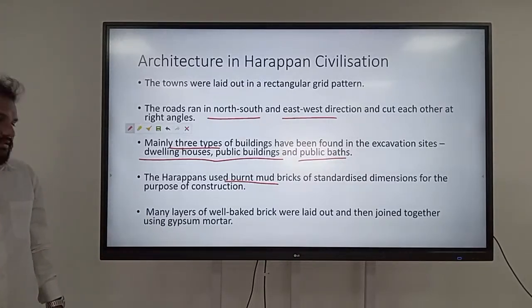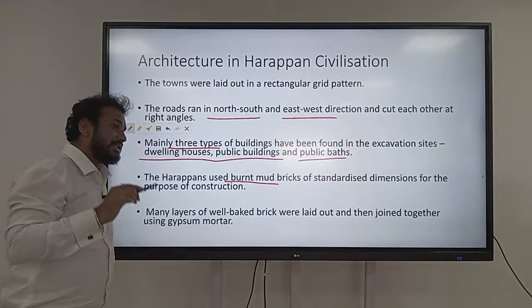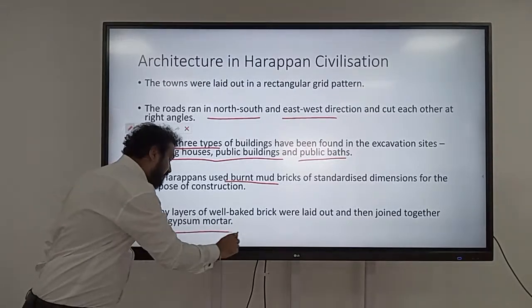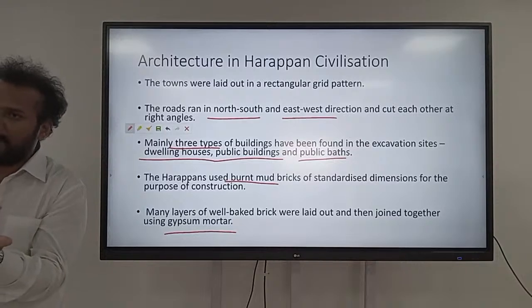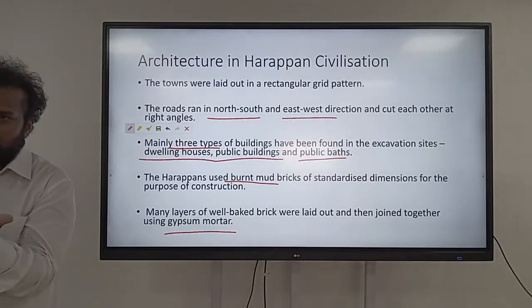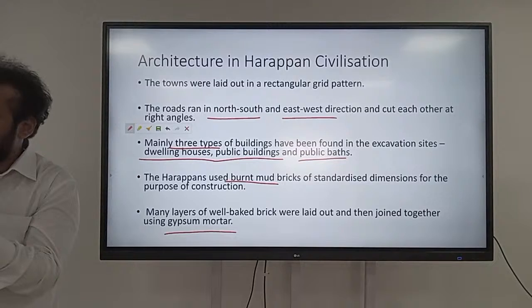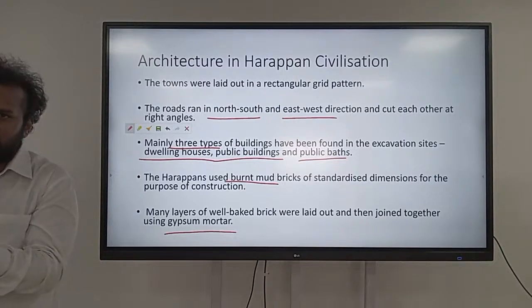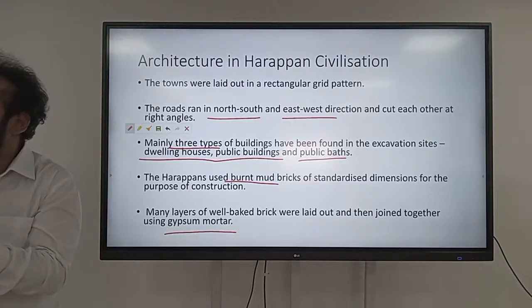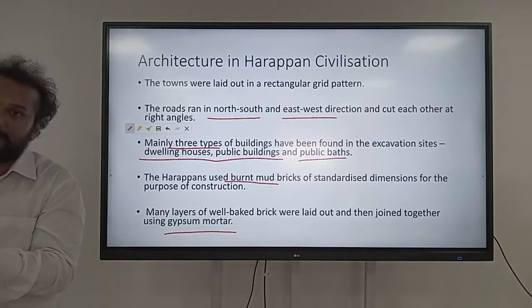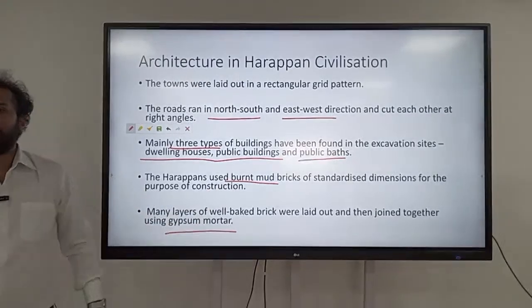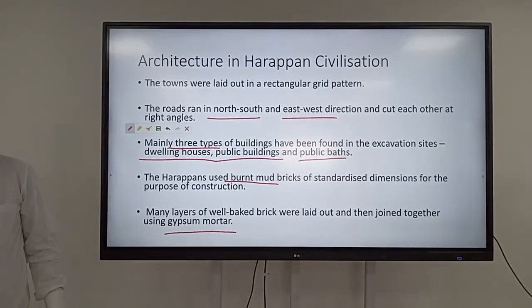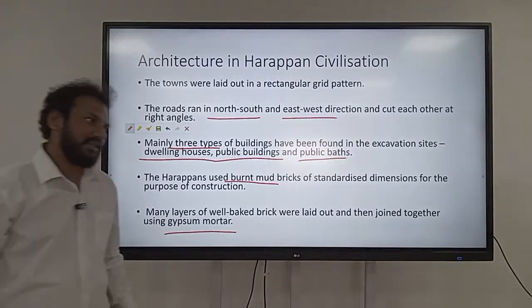They used gypsum mortar for cementing. They put one big brick and then they put another brick, right? To join these two bricks, they required a certain element so that they can stick together. So for cementing purposes, they used gypsum mortar as a cementing agent.